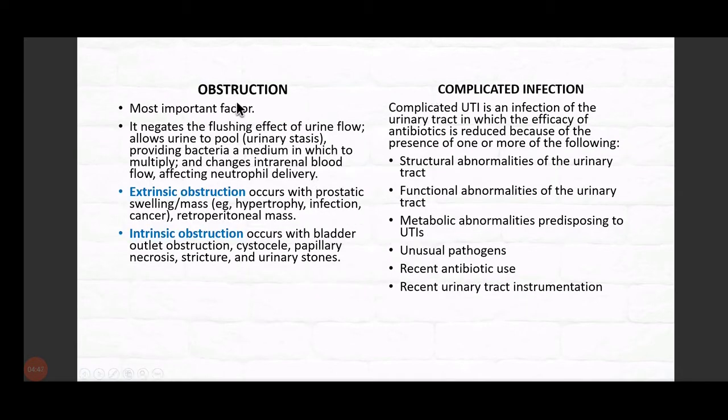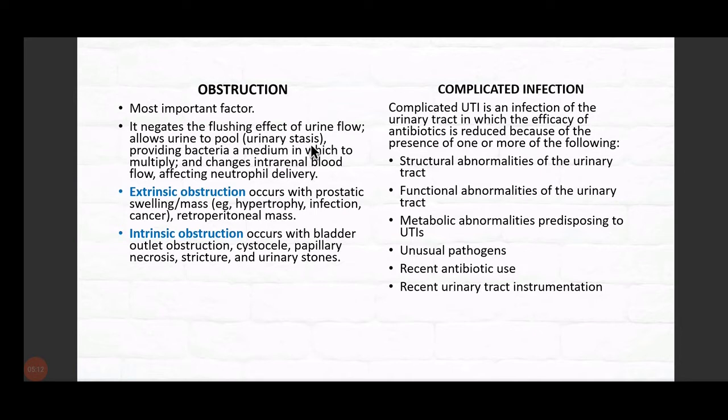Obstruction is one of the most important factors. What will happen in obstruction? Say there is a block at the ureteropelvic junction, or a block in the ureter because of a stone or a tumor, or a block down at the lower end of the ureter. It will inhibit the urine flow and lead to pooling of urine, which will be urinary stasis. Now, this becomes a medium for bacteria to grow.